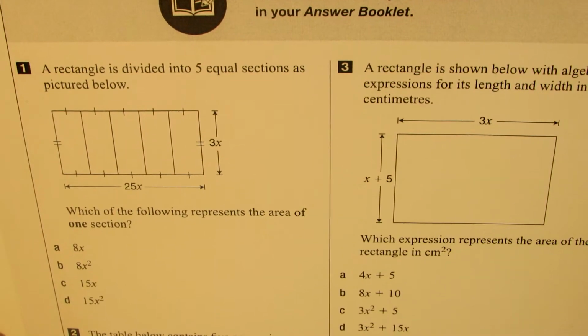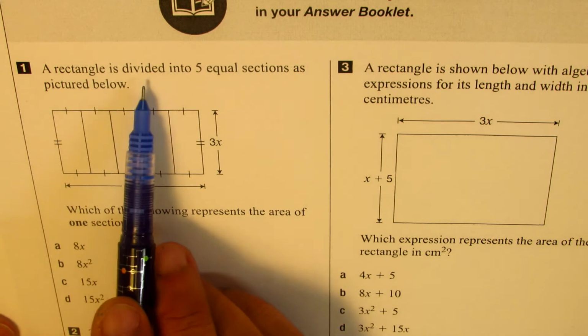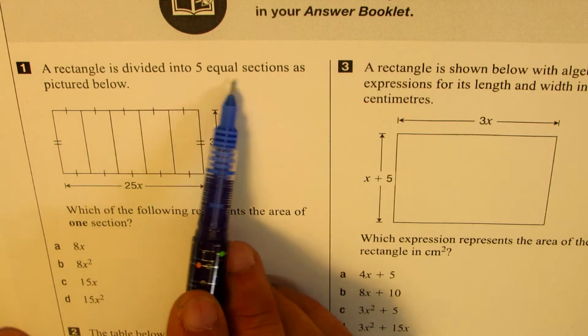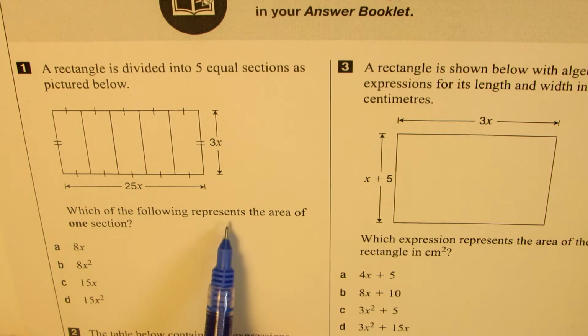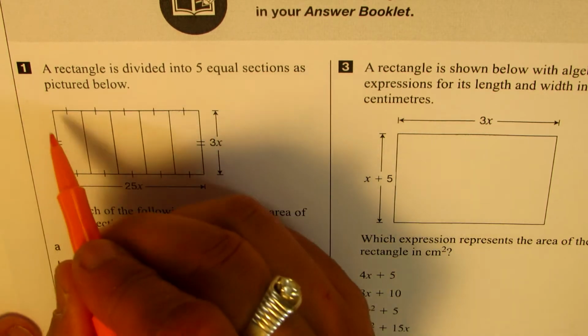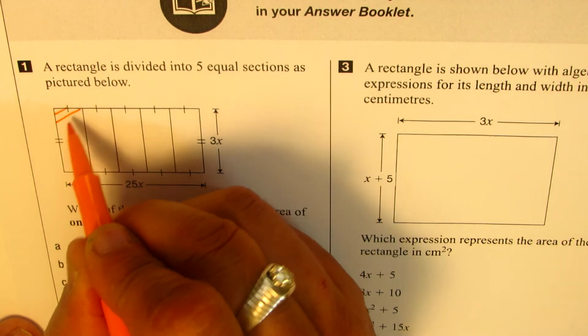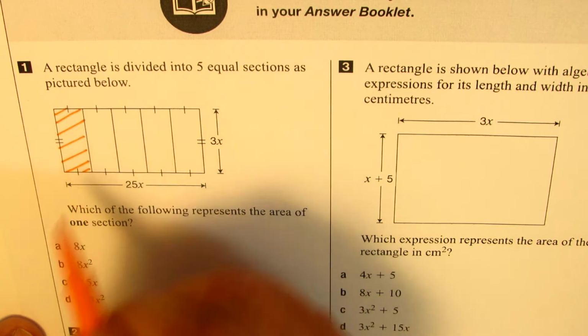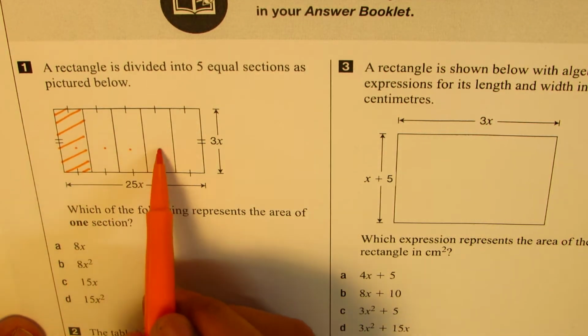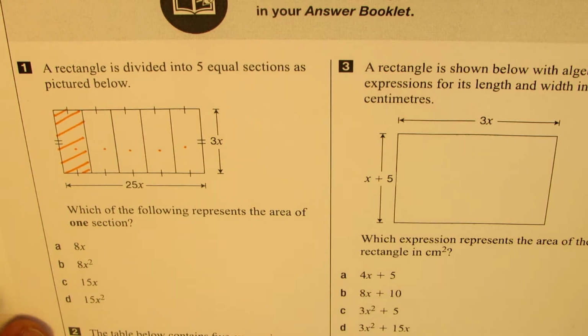Question number 1 here is: a rectangle is divided into 5 equal sections as pictured below. Which of the following represents the area of one section, right? That means just one of them. So we have to basically divide the whole area by the number of sections, which is 1, 2, 3, 4, 5. That is all, right?